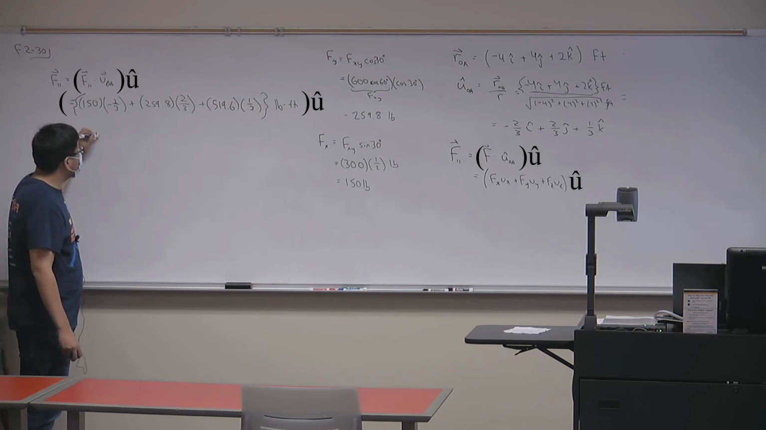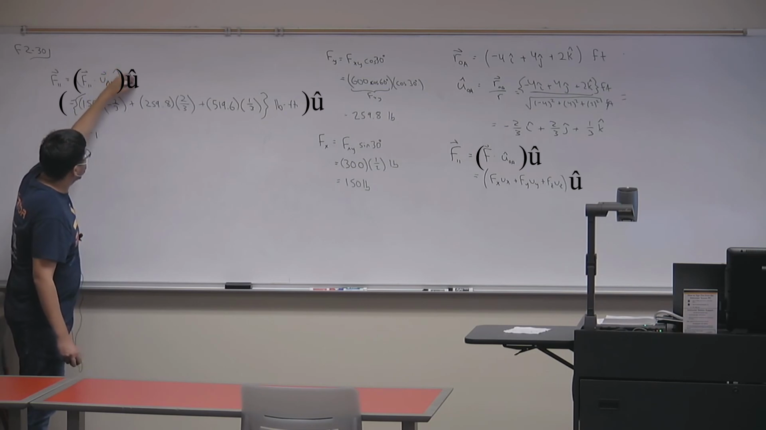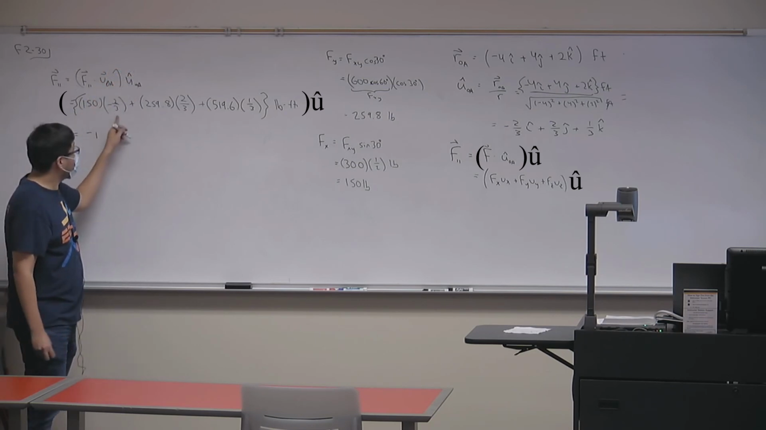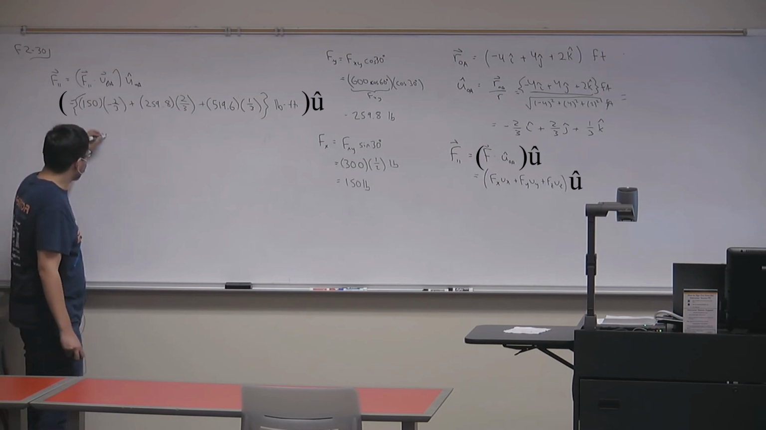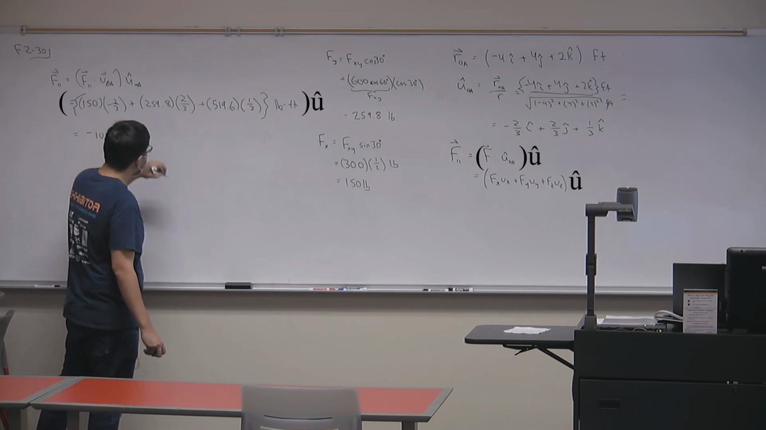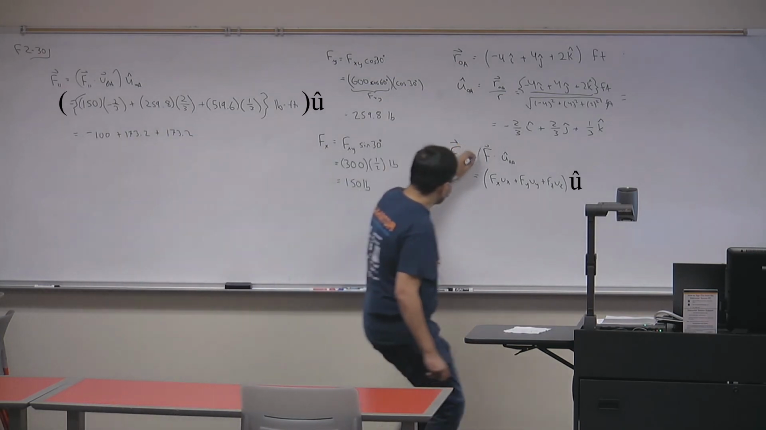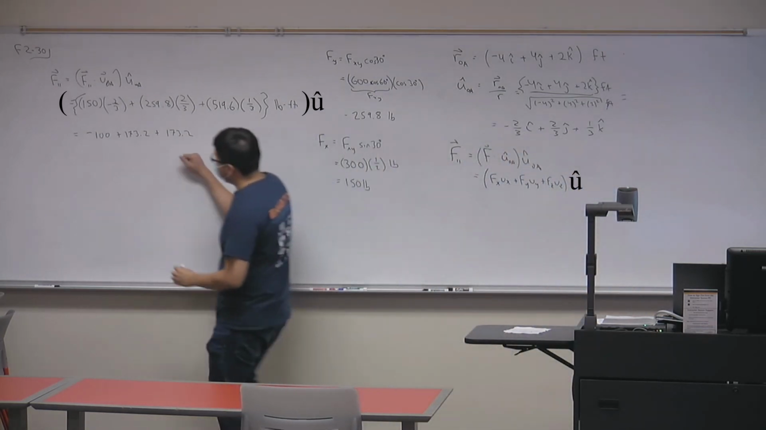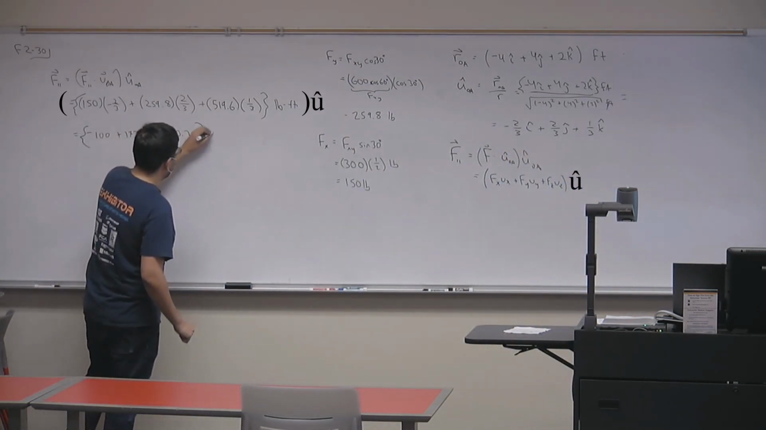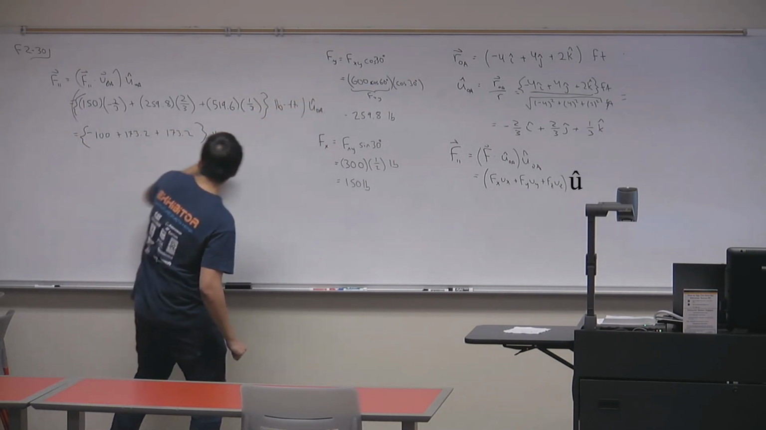And then 173.2. Negative 100. Yeah. And then 173.2. Okay. And then 173.2. Forgot to multiply this by the unit vector. Look at that. There we go. All this multiplied by unit vector. All this multiplied by unit vector.